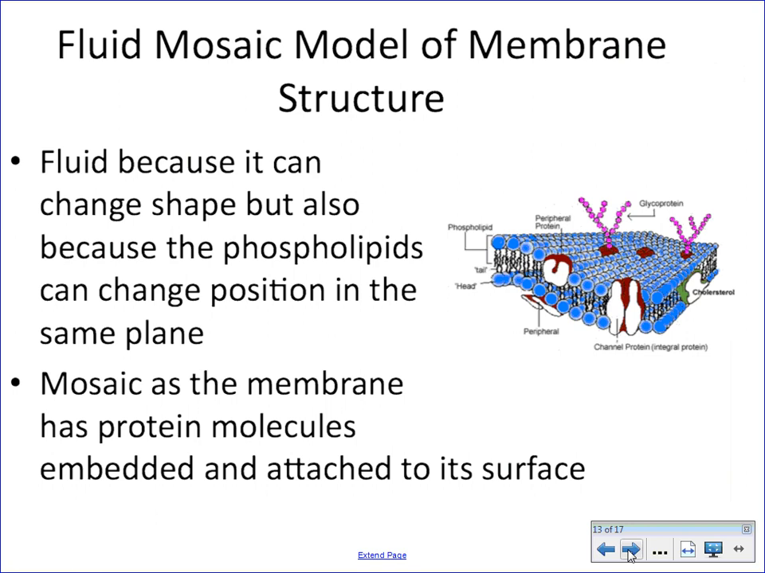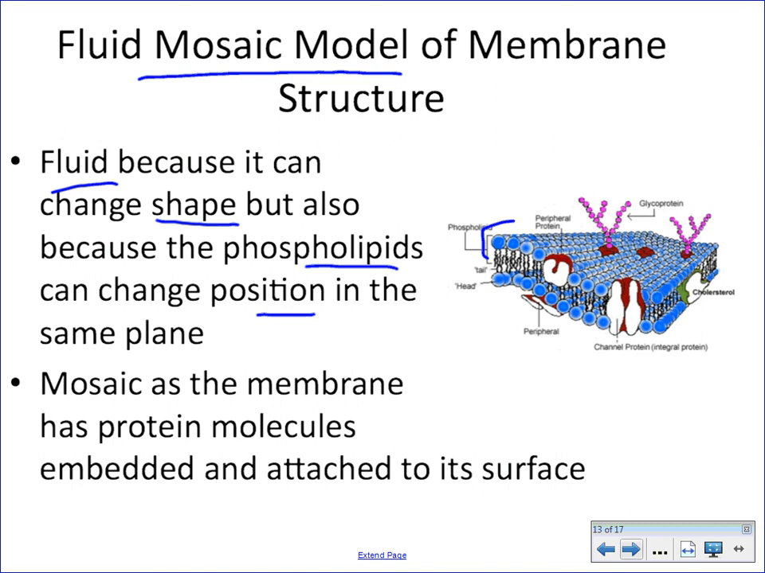So all these components together make up that membrane structure. And the model that it's often referred to as is the fluid mosaic model of membrane structure. It's called fluid because it can change shape, meaning that parts are free to move around, but also because the phospholipids can change position in the same plane.